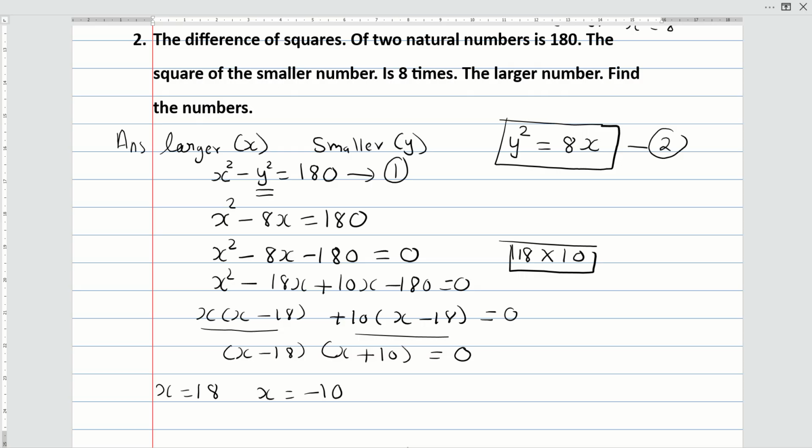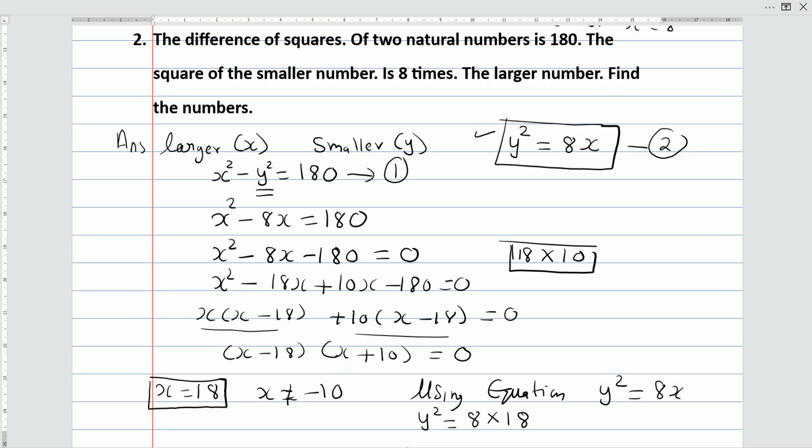If you read carefully, it's a natural number, so we need to discard this. So we got a larger number. Yes, correct, students? x is the larger number. So we got the first number, the larger number, that is 18. Can I find the smaller number by using equation 2? Yes. So using equation 2, what is equation 2? It's y square is equal to 8x. Fine. So y square is equal to 8 into 18.